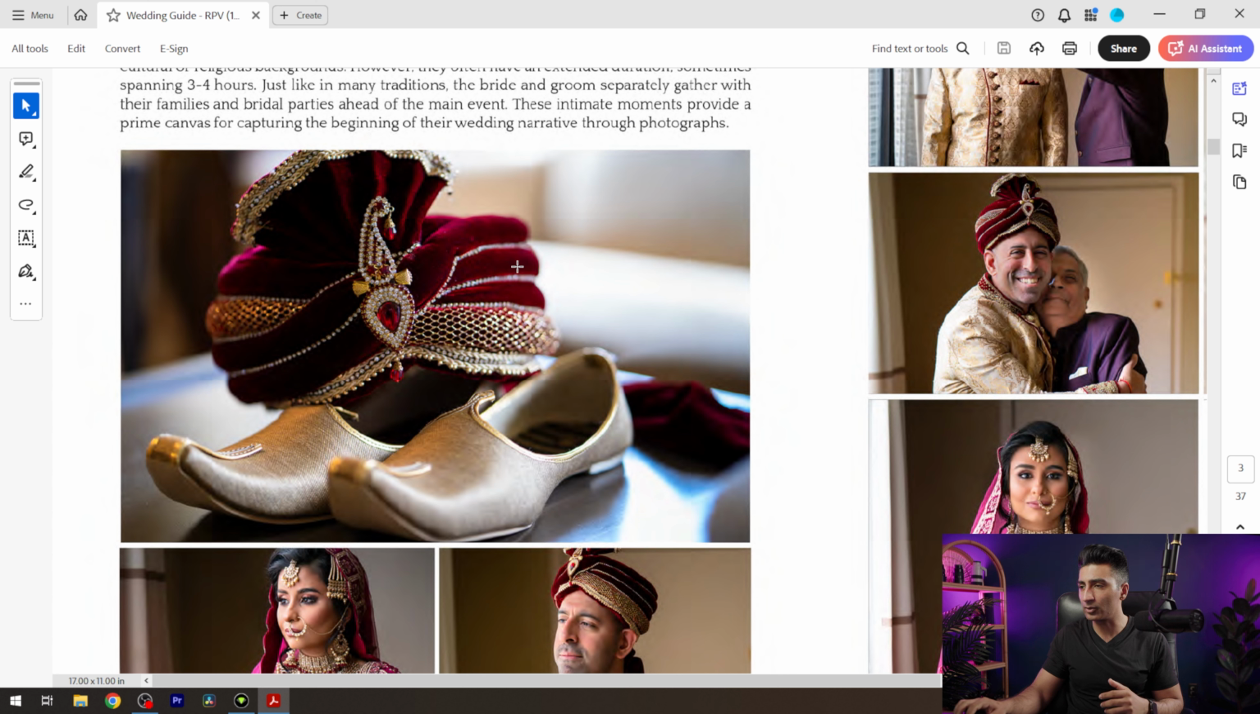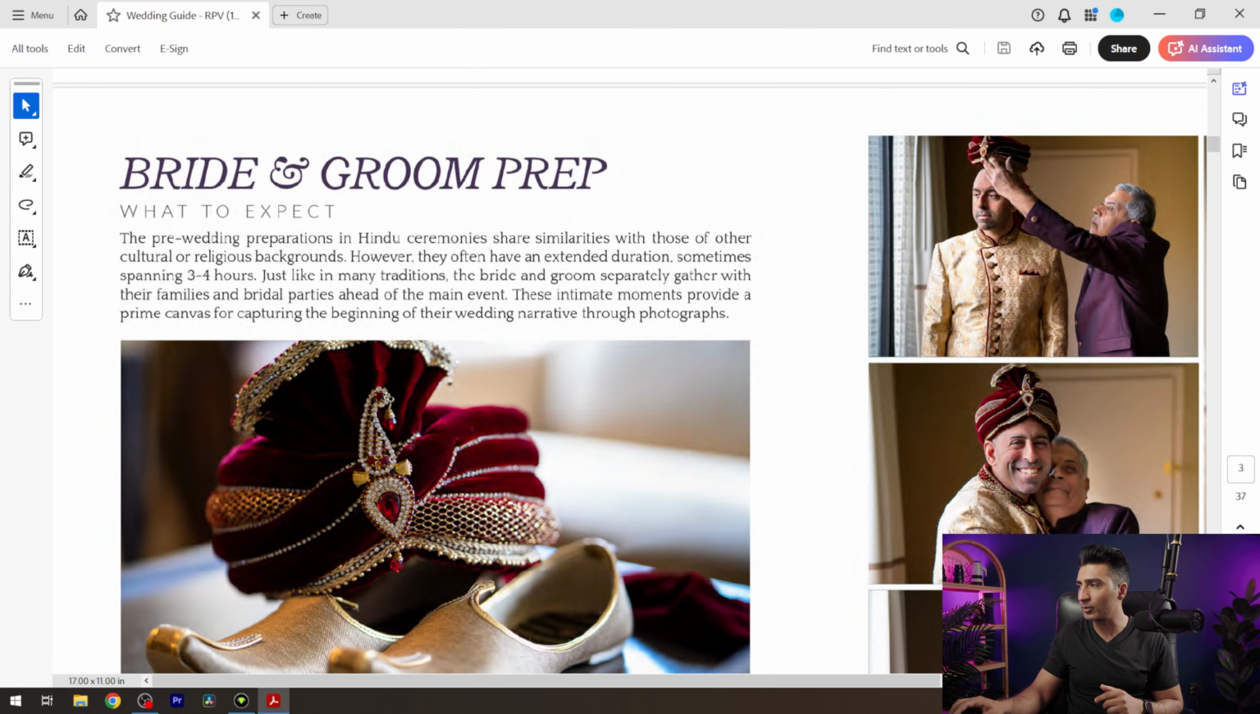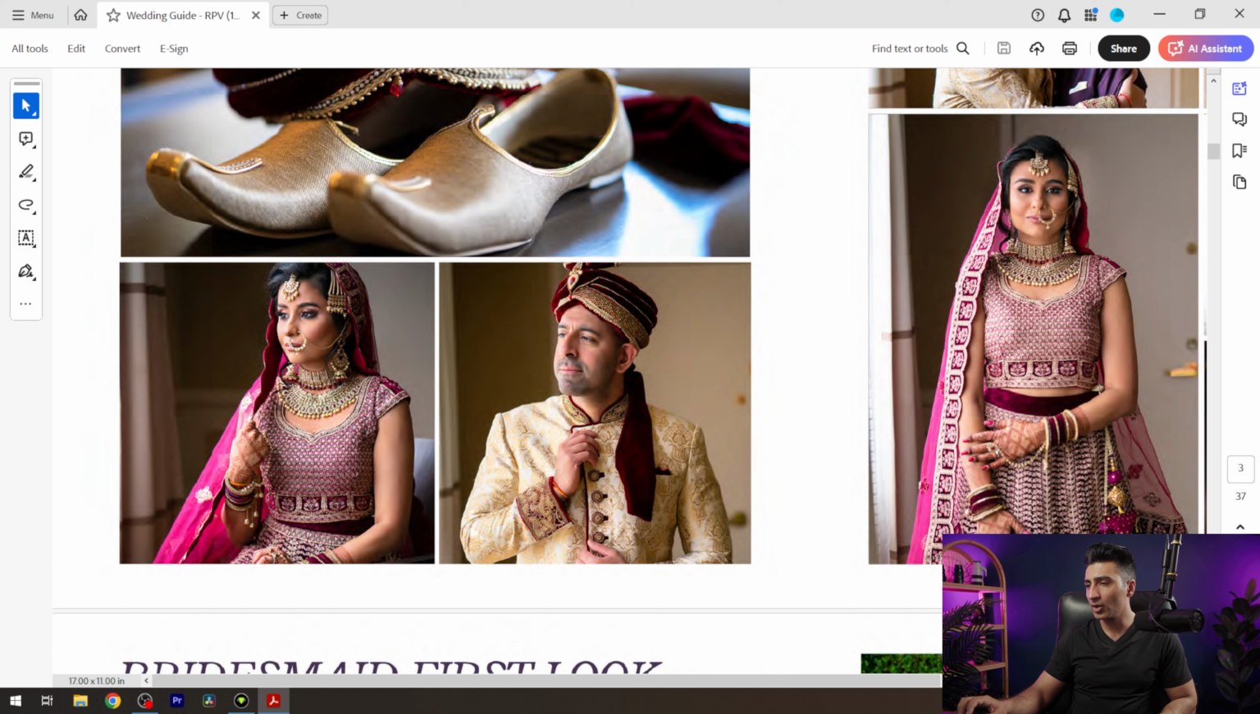So obviously you can see here we have our turban, we have our shoes laid out, and then we have a family member assisting him get dressed. And for brides, we'll capture some portrait shots after you're fully dressed as well.